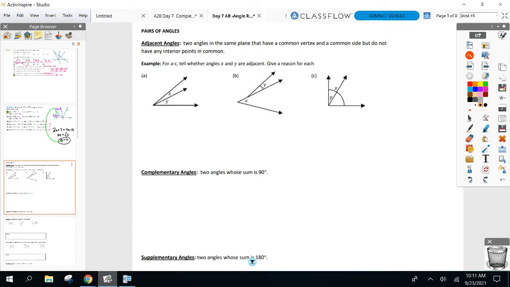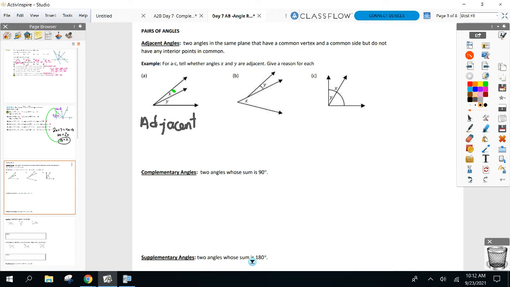No. Can anybody put a point in X or Y that's going to be in both of them? Anybody? I don't think I can either. I put some random point in X here. I can't put a point that's going to be in both. So that means they have no interior points in common. That's what it means. So what do we know about these two then? What can we call angle X and angle Y here? They are adjacent to each other, correct. They share a vertex and a side, and they do not have any interior points in common.